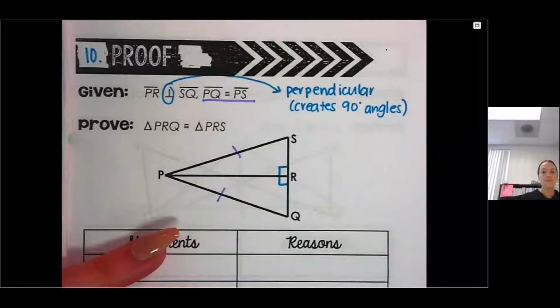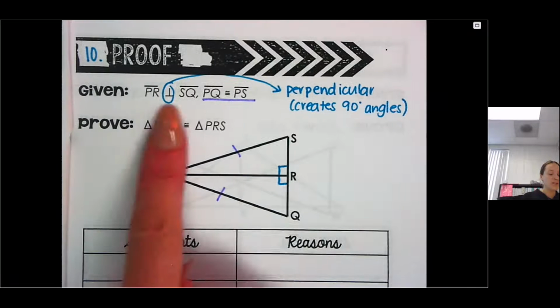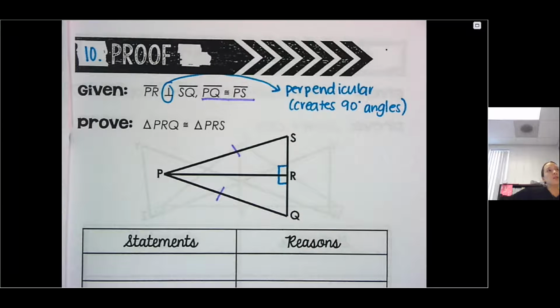So PQ, PS. There's my tick marks. Okay, so we've got our 90-degree angles from the perpendicular symbol here. We've got congruent sides from the congruence theorem. So that's the two pieces of info that's given to me. What is something else that is not marked in the picture that I can mark? That's not given to me.